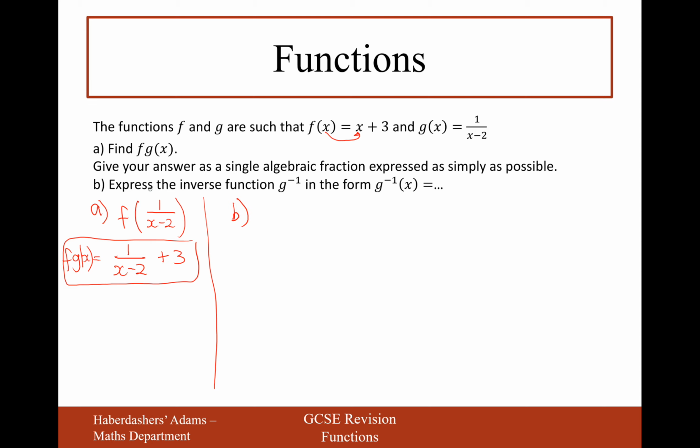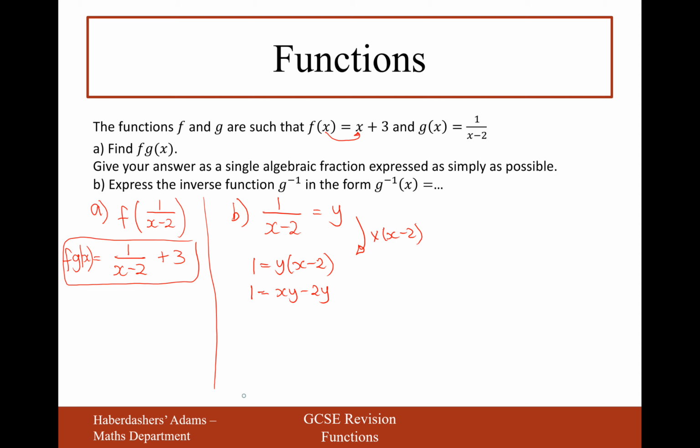Moving on to part B, express the inverse function g inverse in the form g inverse x equals. So what do we do here? We set up 1 over x minus 2 equals the output letter of y, and then we rearrange the formula to get a formula that takes output numbers back to input numbers. The first thing we'll do here is we'll times by x minus 2. So it's going to be 1 equals y bracket x minus 2. Let's expand the bracket next, so it's going to be xy minus 2y.